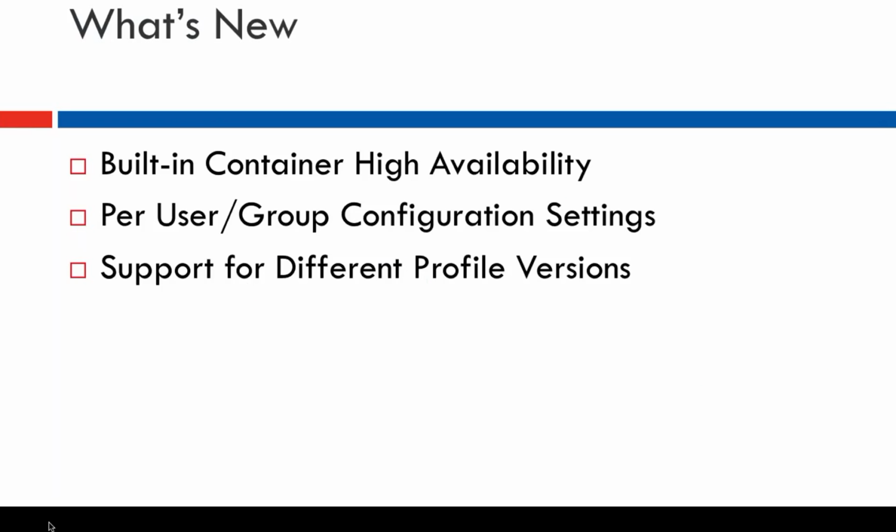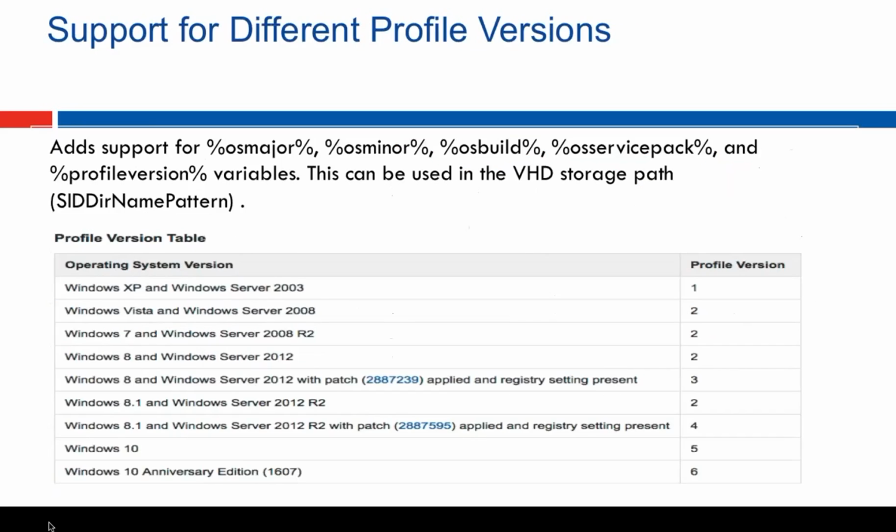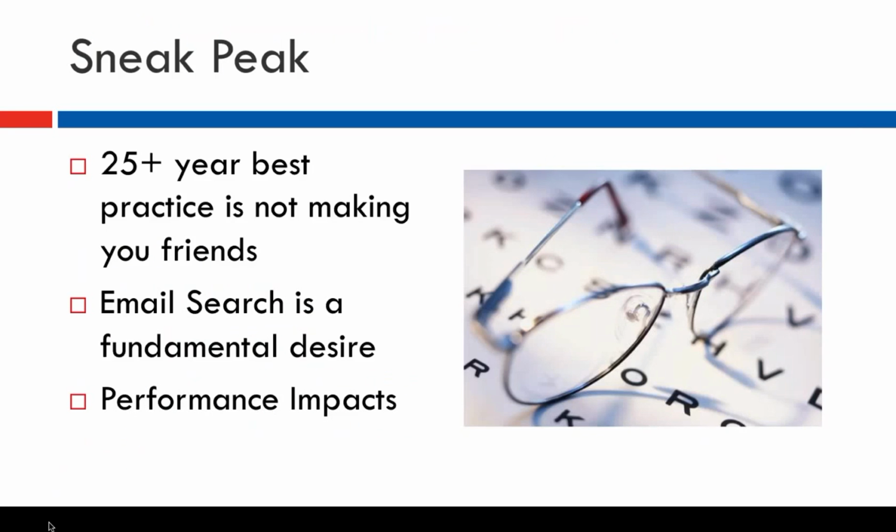Yep. So real quick, I want to throw out that we added a couple new things. High availability for the container, per user, per group configuration settings, which means one less silo that I have to worry about, and support for multiple versions of profiles. So it gives you the ability to just simplify your infrastructure even more. So let's go to the important part that Joe keeps getting me onto. This is a sneak peek of what we're getting ready to finish beta on.